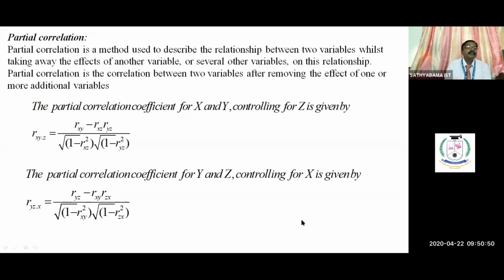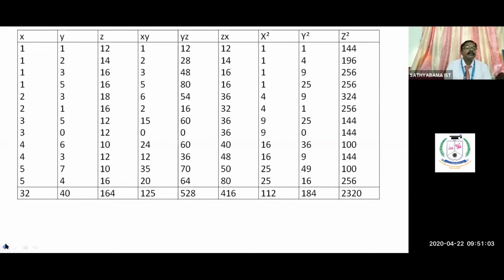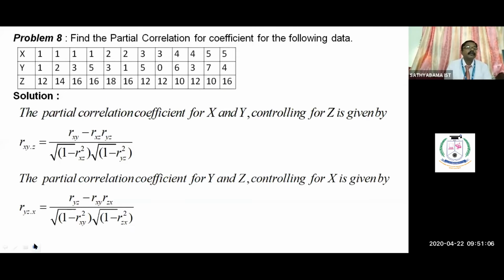So we'll see the next problem. Find the partial correlation coefficient for the following data. We have three variables, x, y, z, and we are asked to find partial correlation. That means by keeping one variable constant, or removing the effect of one, we are going to find the correlation of the remaining two variables.